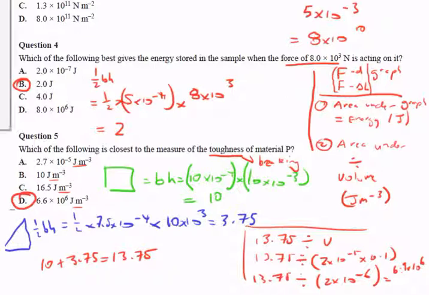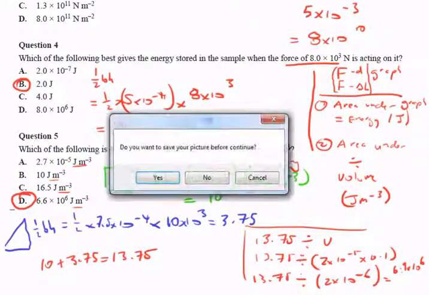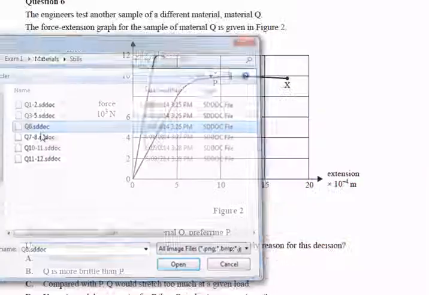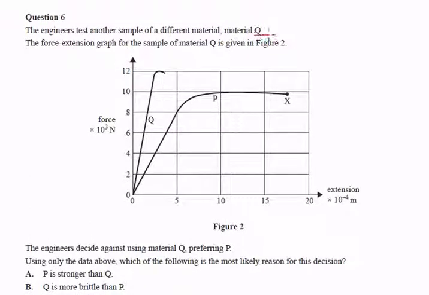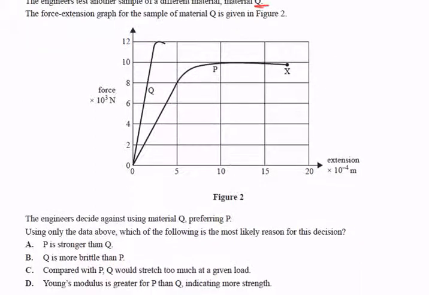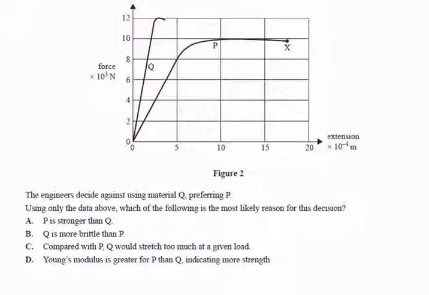Alright, last question in the series. Engineers are testing another material, Q. Here's the same force extension graph for P, and Q's been added to it. They decide not to use Q, they decide to use P, and why is that the case? Is it because P is stronger than Q? Well, no, because the strength is the stress or the force till breaking. So Q is stronger than P, so it's not the case.